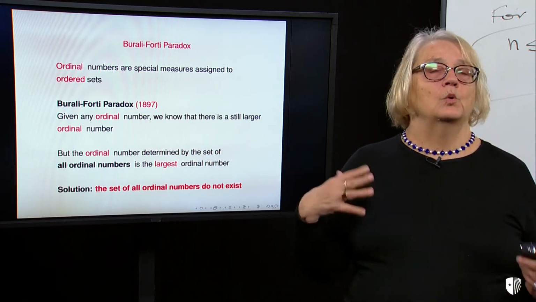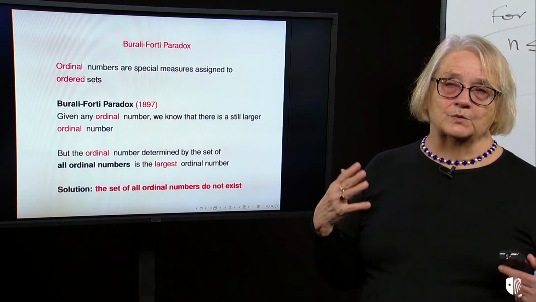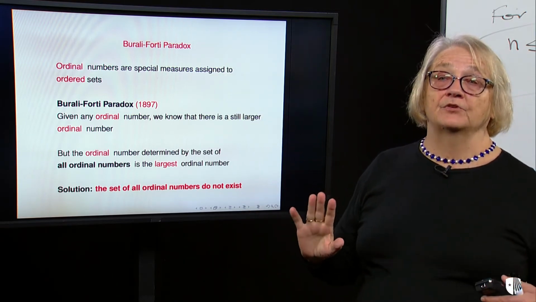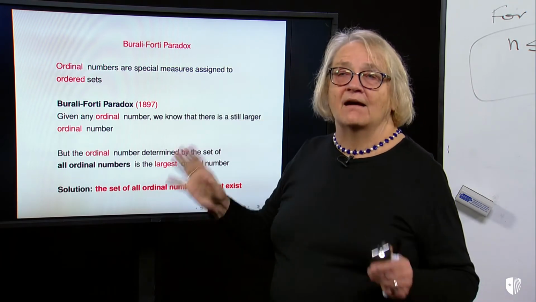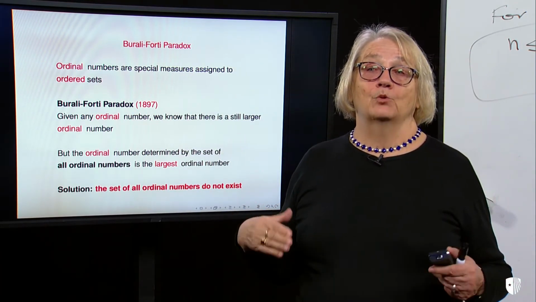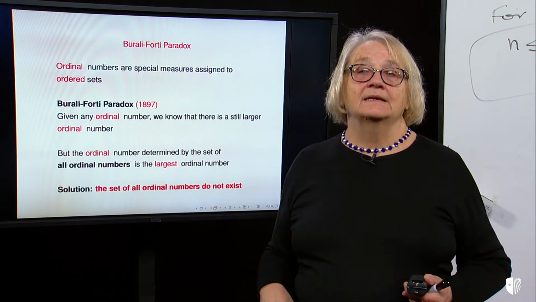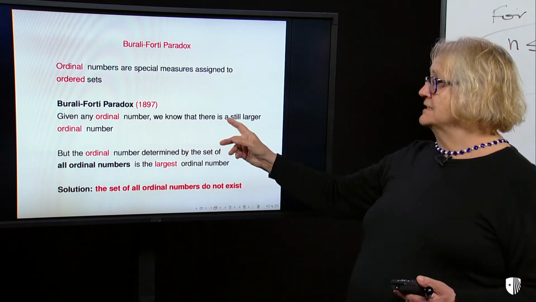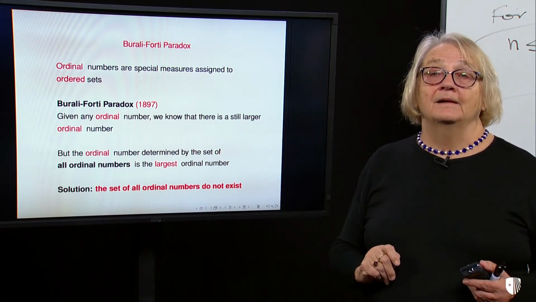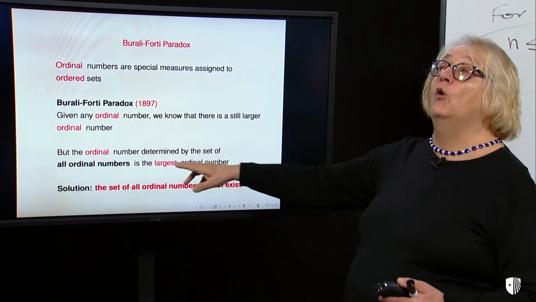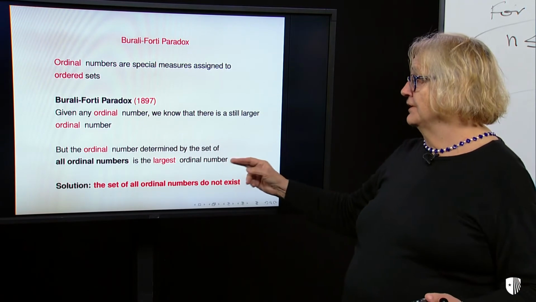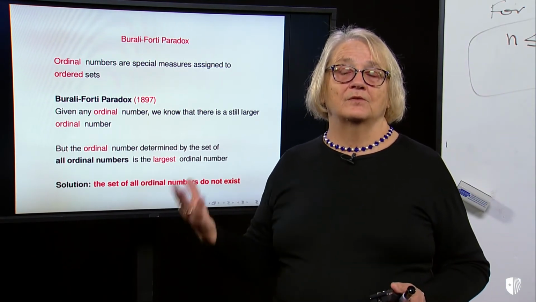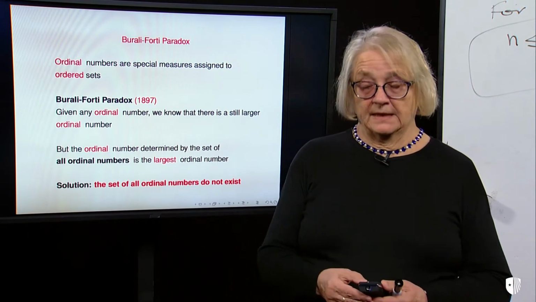Now, I'm not going to go into that, but just to state, the Burali-Forti paradox deals with ordinal numbers. Ordinal numbers are special measures assigned to ordered sets. Burali and Forti, again in 1897, said the following. Given any ordinal number, we know that there is still a larger ordinal number. But the ordinal number determined by the set of all ordinal numbers is the largest ordinal number. Solution: the set of all ordinal numbers does not exist. So it's not only that the set of all subsets does not exist, but the set of all ordinal numbers does not exist.